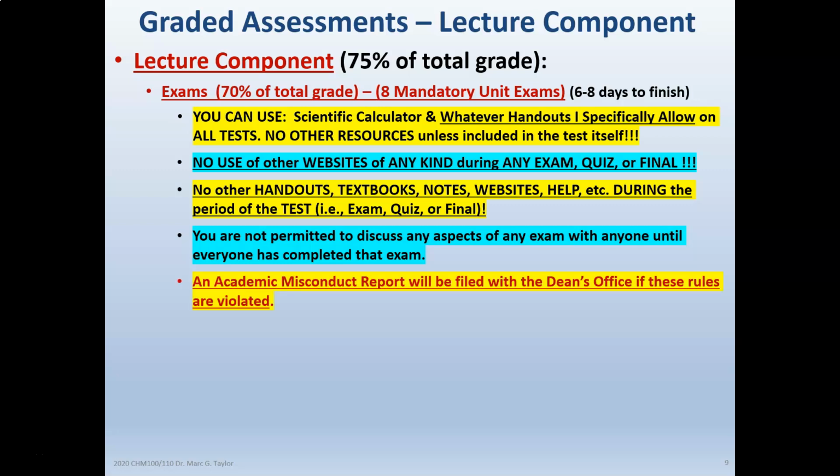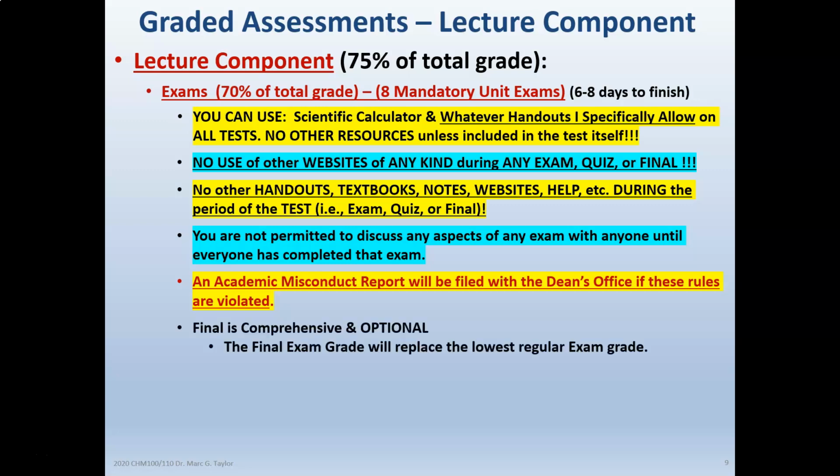If any of these are violated, an academic misconduct report will be filed with the dean's office. This goes to the assistant dean, and they will make an evaluation, and this can take all semester to be decided. So you really want to avoid that.